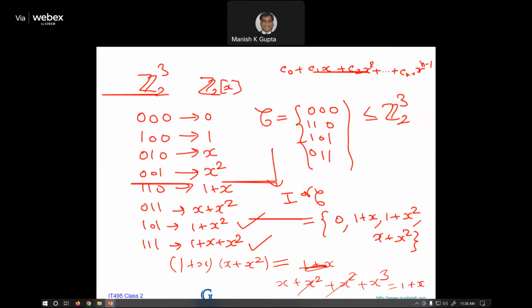Basically, each of these things can also be converted into polynomials. I'm just writing what we are getting here. C, or I will call it I, for a reason that will be clear to you. This will be the 0 polynomial. 110 is 1 plus x. 101 is 1 plus x square, and 011 is x plus x square. Corresponding polynomials I have written. Now, these polynomials have certain properties.